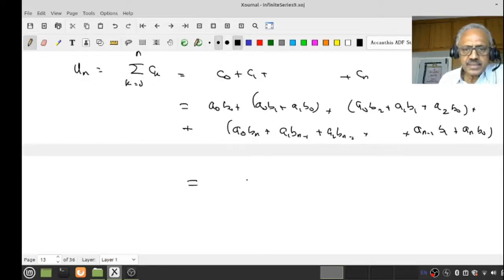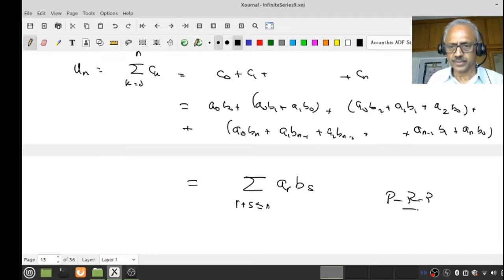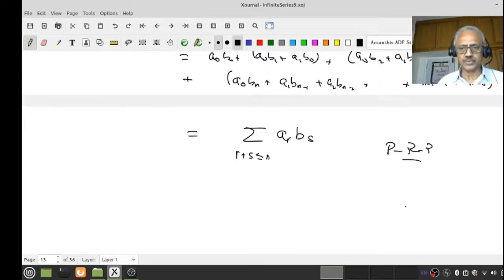Do you see something interesting? This is nothing other than Ar into Bs, where r and s are always non-negative, and r plus s is less than or equal to n. All these terms will be there. This is the first observation I want you to make. Do you follow that? Pause, review, proceed. Make sure that you understand this. This is going to be very crucial for what we want to do.